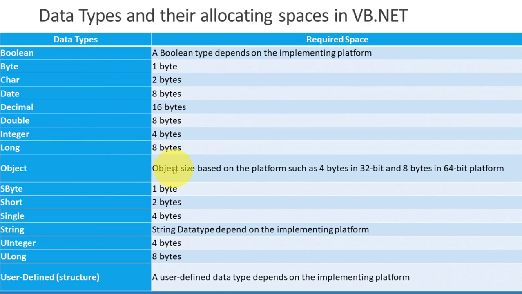Object size is based on the platform, such as 4 bytes in 32-bit and 8 bytes in a 64-bit platform. SByte takes 1 byte. Short is 2 bytes. Single is 4 bytes. String depends on the implementing platform. Unsigned integer takes 4 bytes. Unsigned long is 8 bytes, and a user-defined structure depends on the implementing platform.